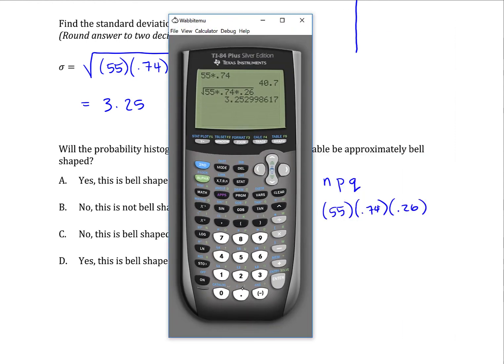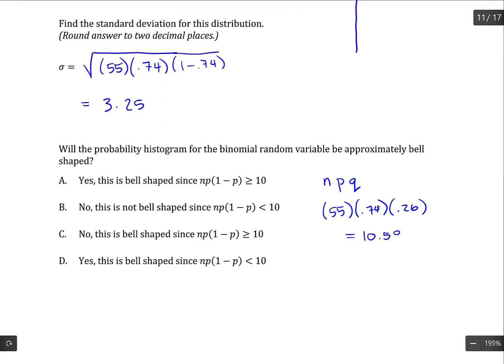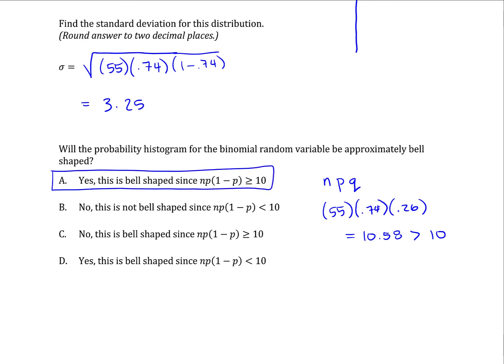So 55 times 0.74 times 0.26, we get 10.58. And that certainly is greater than 10. And since it's greater than 10, we can be assured that this is a bell-shaped distribution. So n times p times q, and I'm saying q rather than 1 minus p, but q is 1 minus p, is greater than or equal to 10. So that is the case.